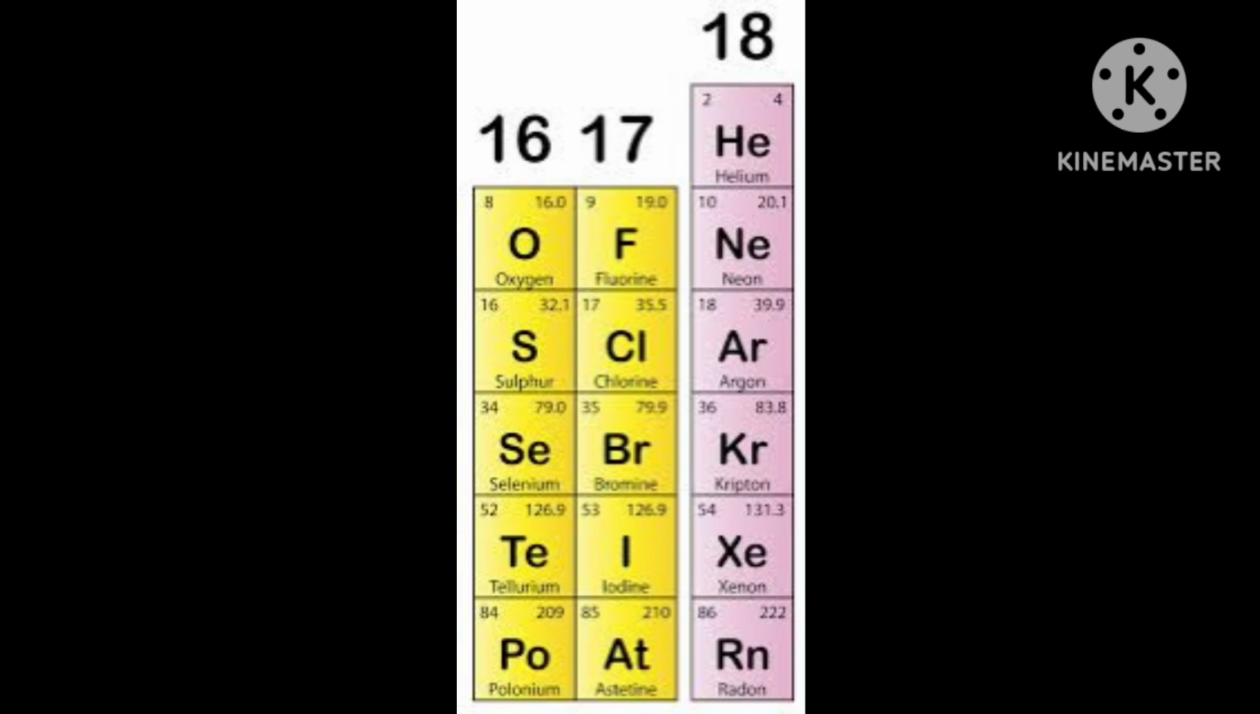Now, I want to discuss occurrence. All the noble gases except radon occur in the atmosphere. Radon is an exception, as it is a radioactive element. Their atmospheric abundance in dry air is 1% by volume, of which argon is the major constituent.